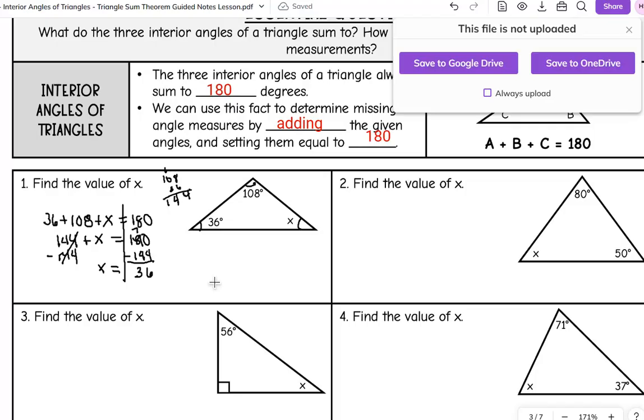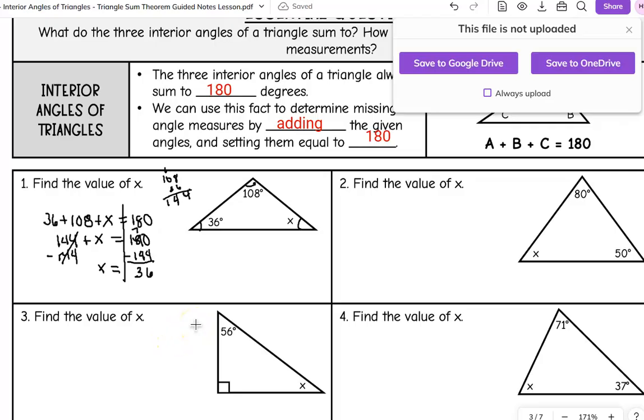Now in order to check this, I'm going to add all three sides, and if I did it correctly, I'll get 180. So I'm going to take 36 because that's what we said x equaled. I'm going to add it to the 108, and then I'm going to add it to my other side that was also 36. And I did get 180. So that is correct. X does equal 36.